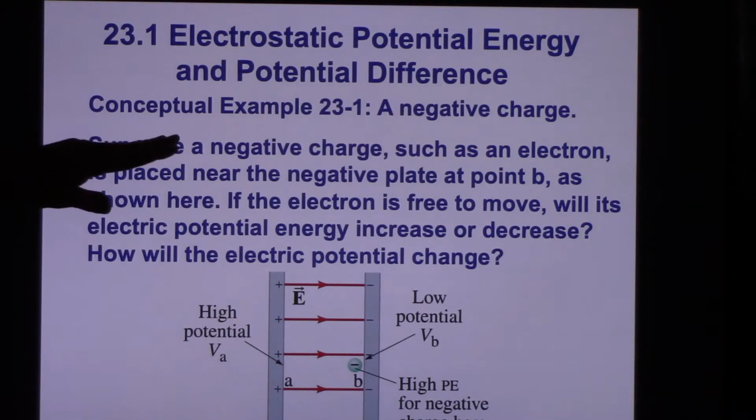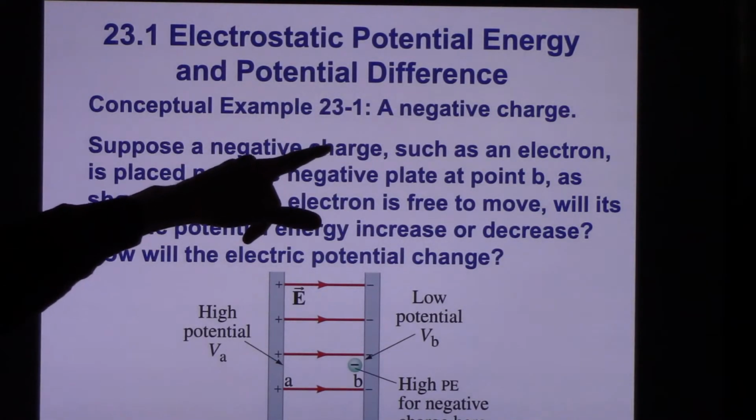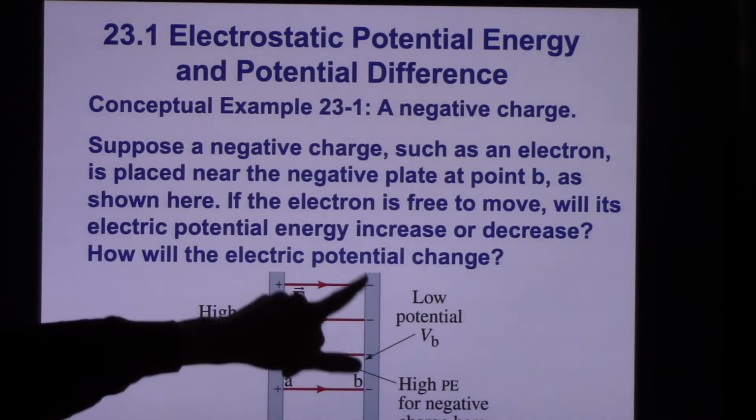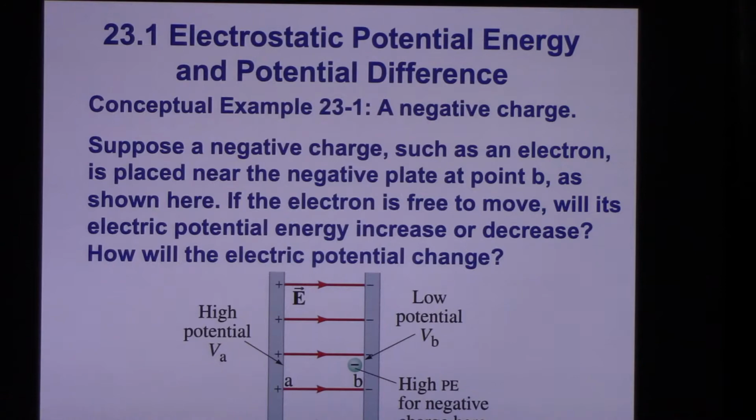This is our first example in the chapter. It says that we have a negative charge, and we want to take that negative charge and place it in a region where there's an electric field. Now, what I'm hoping you're starting to see in these examples is that there are really two sets of charges going on here.